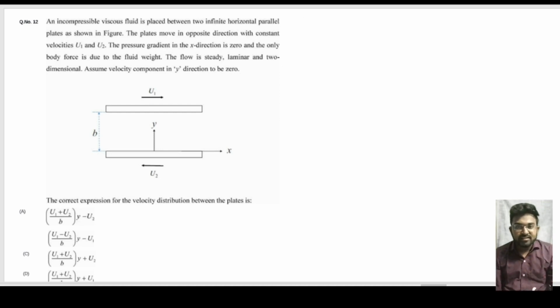So let's start with this numerical. I guess it is from GATE 2020. I will go step by step, just follow me. I will be telling all the things from the basics.